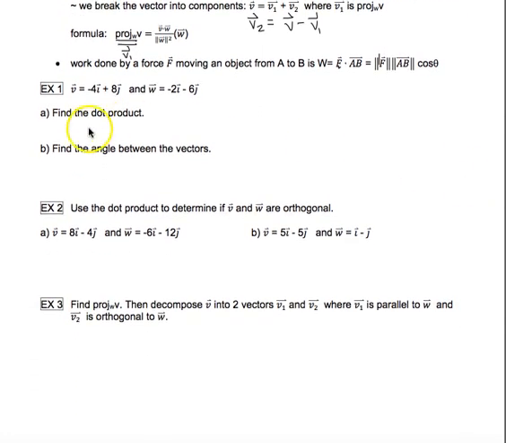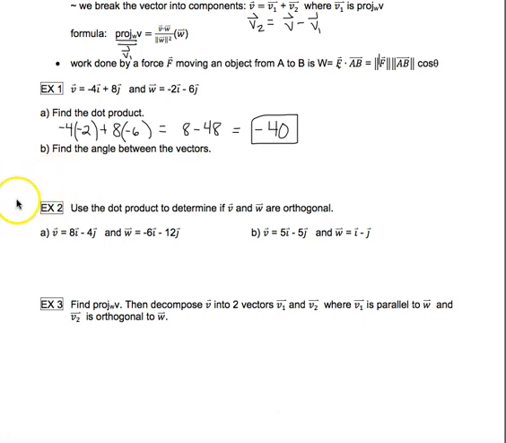So in this case, we're going to do a sub 1, which is negative 4, times a sub 2, which is negative 2, plus b sub 1, which is 8, times b sub 2, which is negative 6. And that's going to give us our dot product. So that gives us 8 minus 48, which is negative 40. So plug and chug, pretty simple.